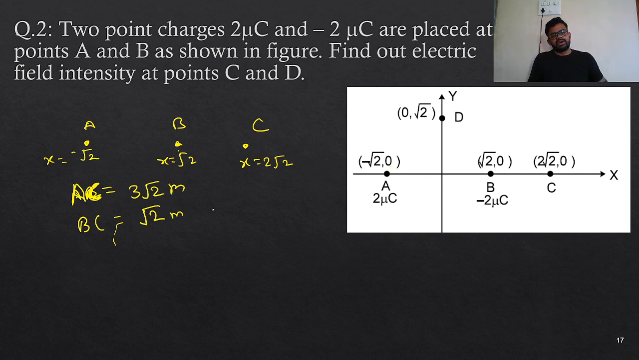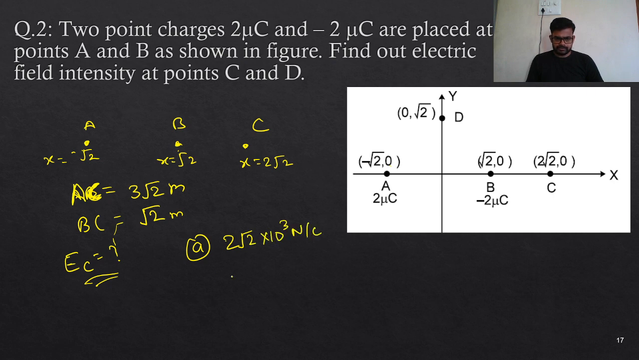So I am giving you electric field at point C, you need to find. So I am giving you options. Choose the correct option. Okay. Are you ready? So I am writing the options. Option A is 2 root 2 into 10 raised to 3 Newton per coulomb. B, minus 2 root 2 into 10 raised to 3 Newton per coulomb.